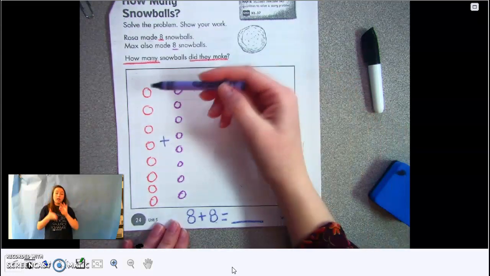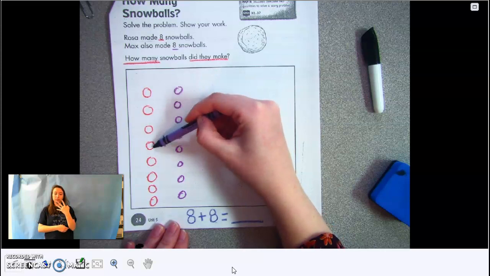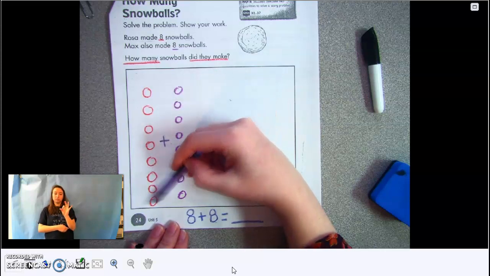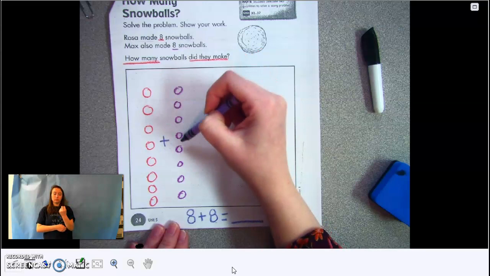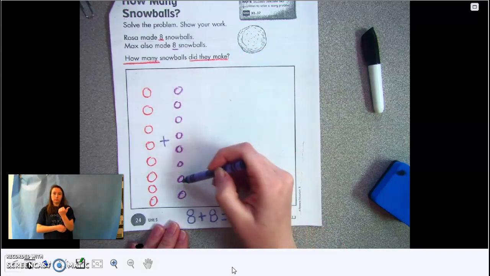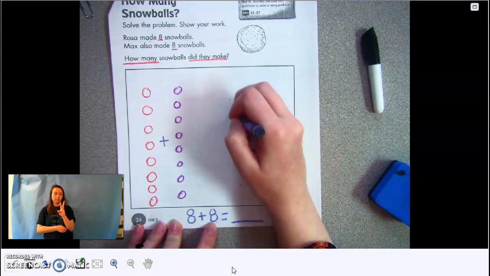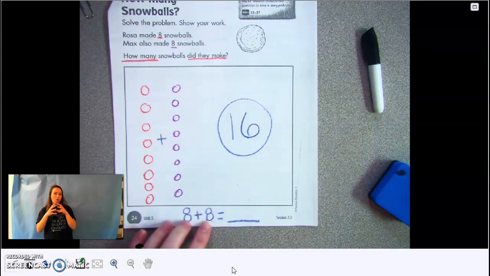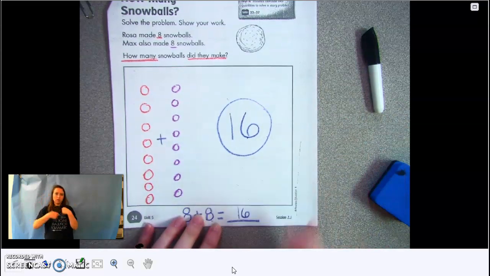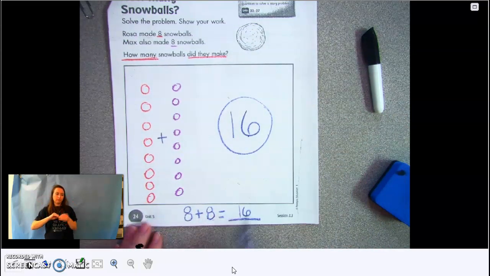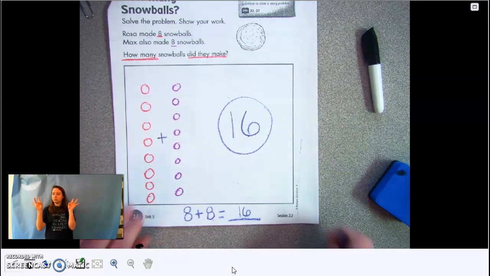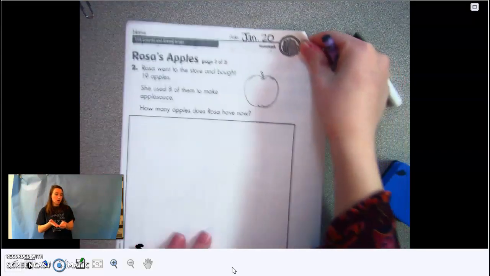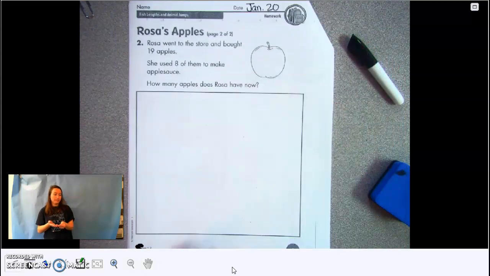So let's count them together. 1, 2, 3, 4, 5, 6, 7, 8, 9, 10, 11, 12, 13, 14, 15, 16. So my answer is 16 snowballs that they made in all. So 8 plus 8 equals 16. If you need to catch up, pause this video so you can finish this page. When you're ready, flip it over, just like our reading test, to number 2.